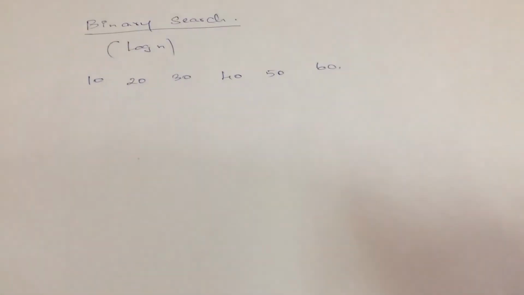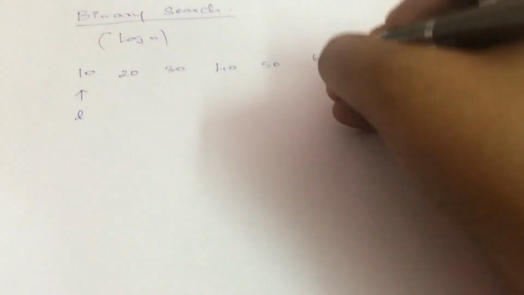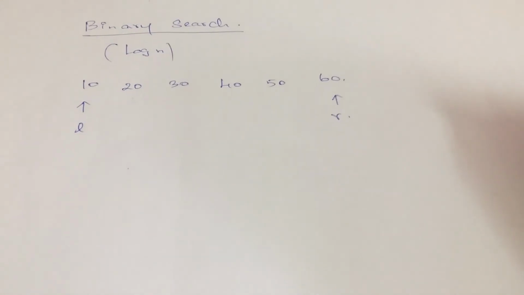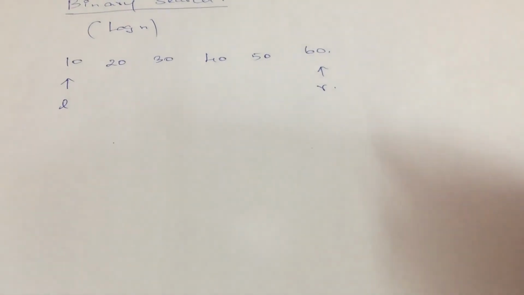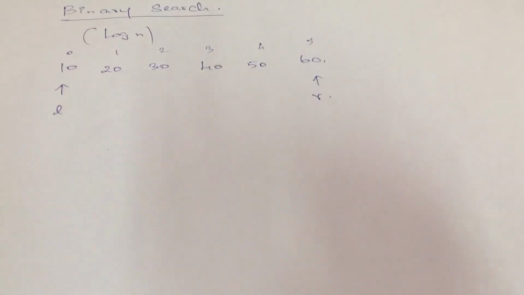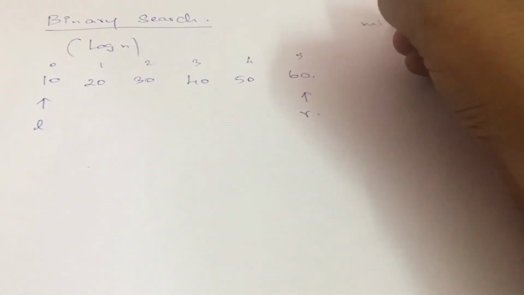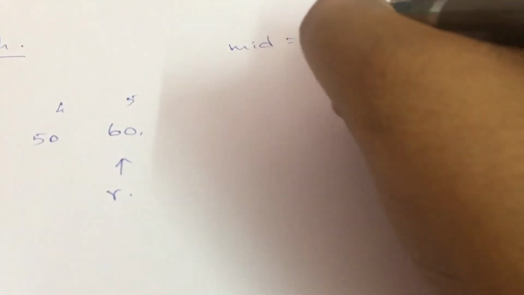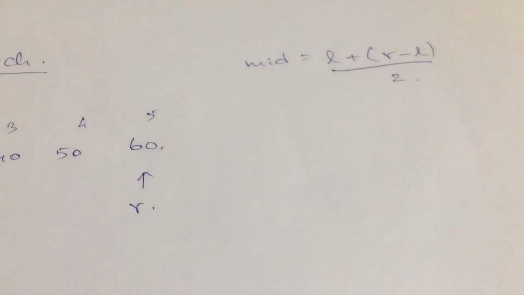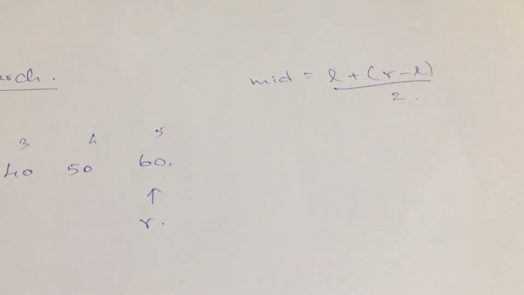So what will happen is, I'll be fixing this 10 as my left value and this 60 as my right value. So we are going to fix 2 elements. One will be L and another will be R. So for example, the indices will be 0, 1, 2, 3, 4 and 5. So 0 plus 5, it is going to be 5 divided by 2. So every time to find the mid value, we are going to write the formula as L plus (R minus L) divided by 2, right?